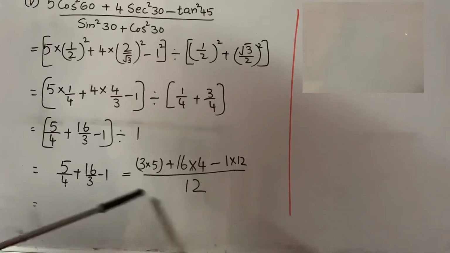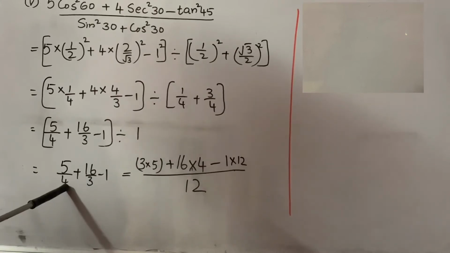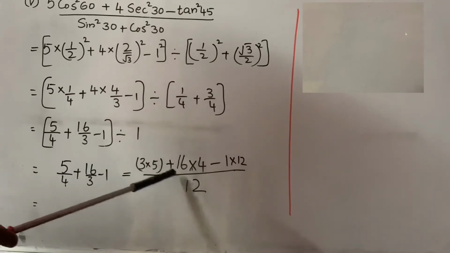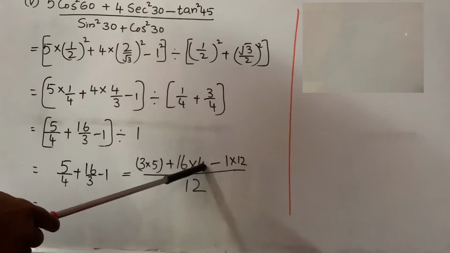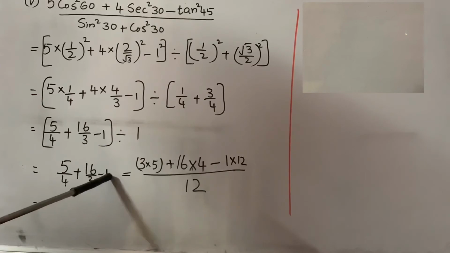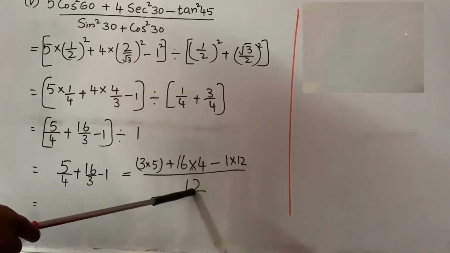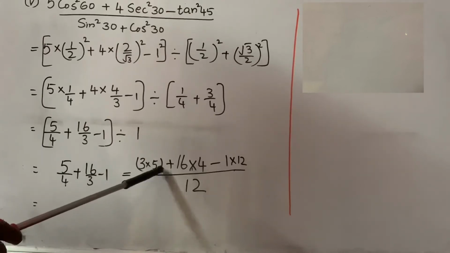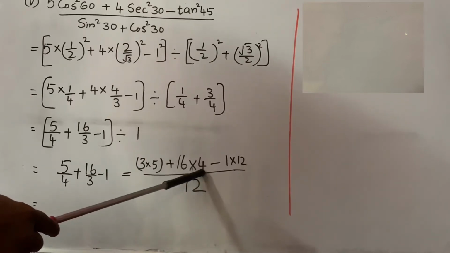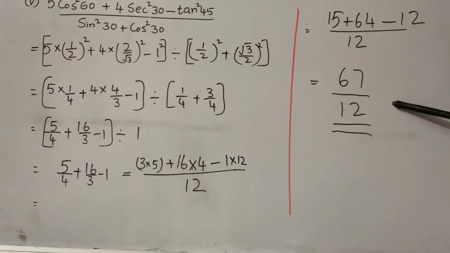Here 12 is the LCM. So 12 into 4 is 3 times, that is 3 into 5. Then 12, 3 how many times? In 12, 3 is 4 times. That 4 into 16, minus. Here the numerator is 1, the denominator is also 1. 12 times 1 is 12. That is 3 into 5 is 15, plus 16 into 4 is 64, minus 1 into 12, 12. That is 67 by 12.